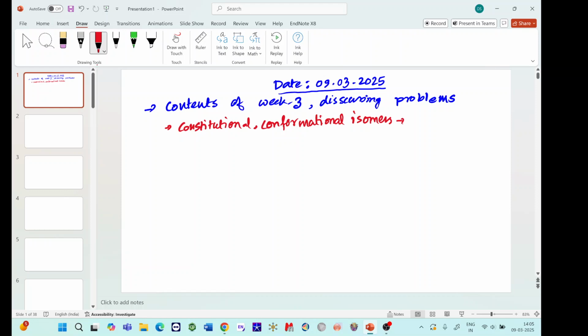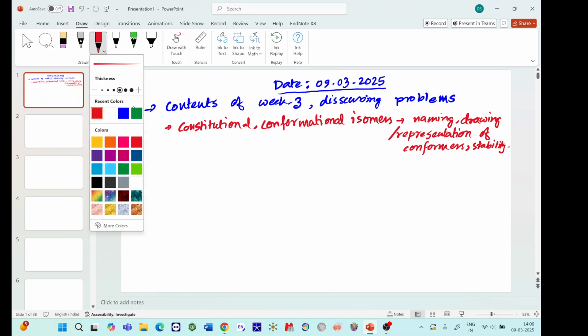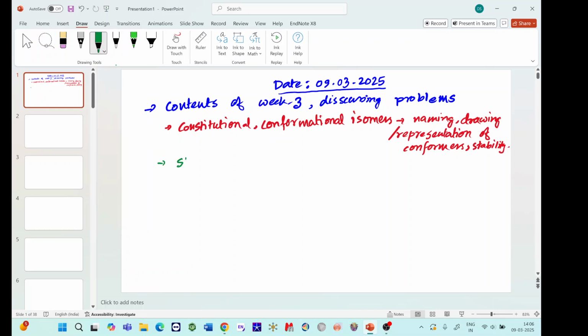What else have we done? Naming, drawing, or representation of conformers. Okay, and what else? Stability. So these are all things we have learned. In this week, or today, we are going to discuss stereoisomerism.